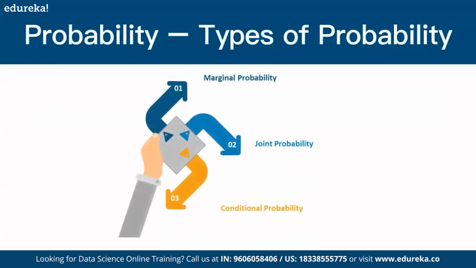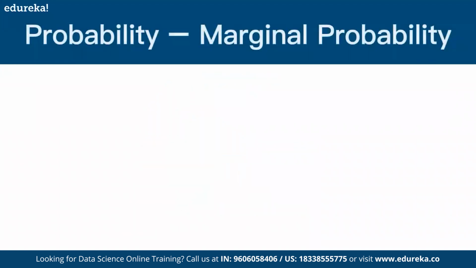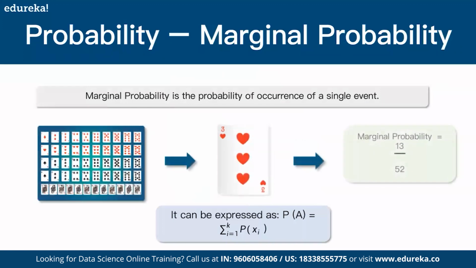Now there are three types of probabilities: marginal, joint, and conditional. So this we have already read in 10th standard. Marginal probability is the probability of the outcome of a single event. Suppose I want to find all spades, all hearts, all diamonds. So how many hearts are there in the deck of cards? 13. So what is the probability of getting a heart-shaped card? It is 13 by 52. Probability of a single event.